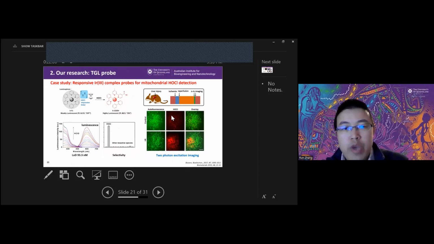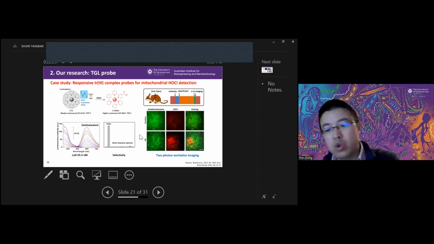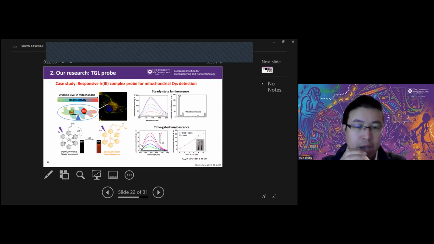And when we are using this probe for the hypochlorous acid detection in the liver injury, we had the ischemia reperfusion treatment of the liver, and we get the signal here is much stronger than the control group. We also find that when using 2-photon excitation, 2-photon microscopy, we still get very strong background signal. So we moved to the background-free imaging using time-gated luminescence.